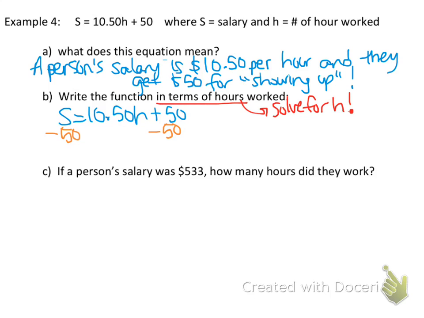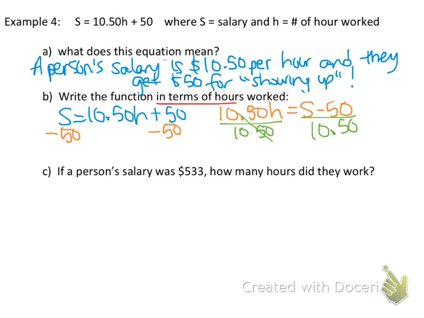So to solve this equation for h, I'm going to subtract the 50. And then I need to divide by the 1050. And I'm going to write this down below here. So the number of hours worked is the salary minus 50 divided by 1050. So now we can use this equation to answer part C.